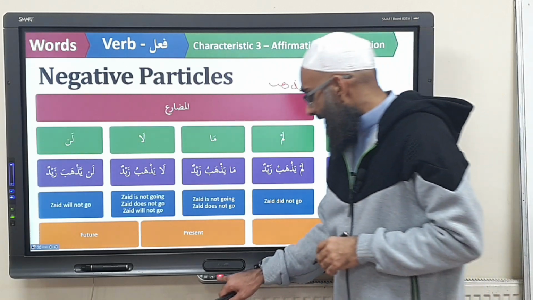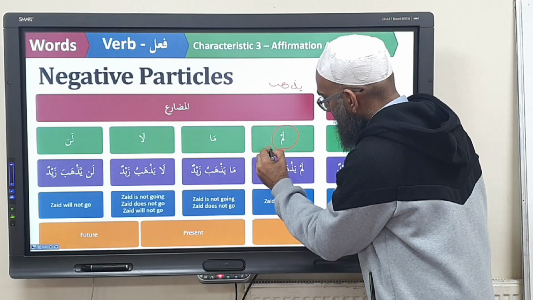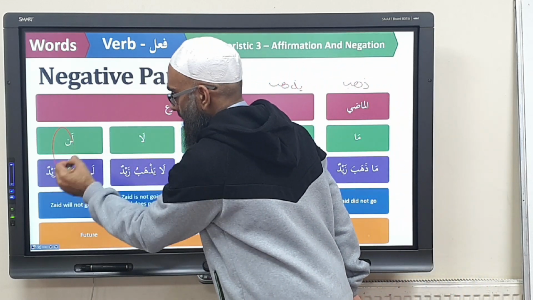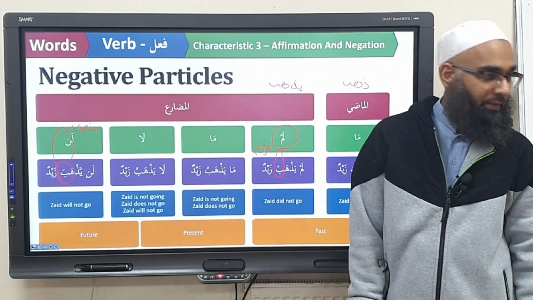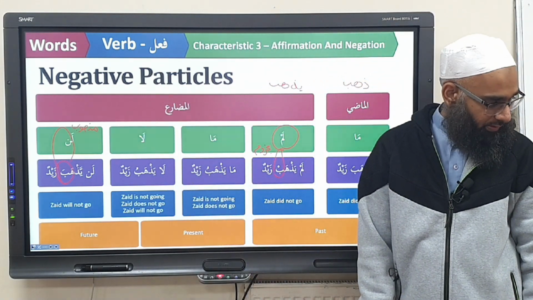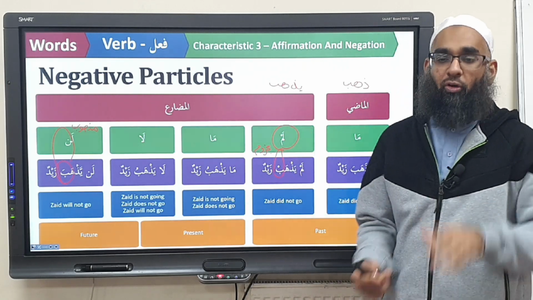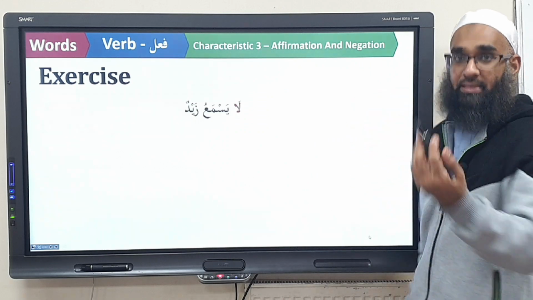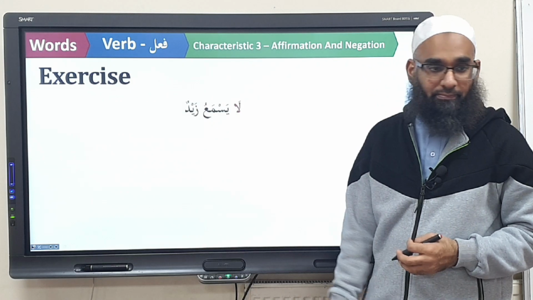You get it? And in here, the two key points is that lam makes it what? Majzoom. And lan makes it what? Mansoob. Yes? Understood? Is that in everybody's mind? Yeah, so summary is what? We can summarize it here. So let's practice. La yasma'u Zaydun. How do you translate this? La yasma'u Zaydun. Let's start from here.